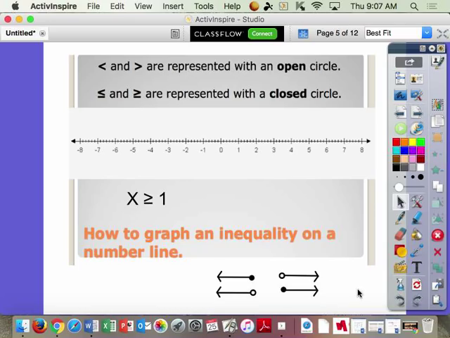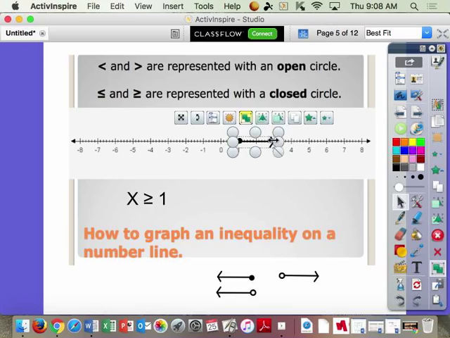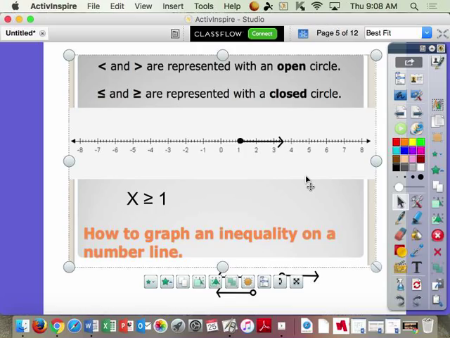x is greater than or equal to +1. Well, are my numbers going to be bigger than 1 or less than 1? They're going to be bigger. So we're looking at numbers like 2, 3, 4, 5, so on and so forth. Okay? And is it a closed circle or an open circle? Well, it looks like one of these, so that's a closed circle. So I'm going to put this on the 1, and move that arrow to the right. Okay? So the dot is on the 1 and it moves the arrow to the right.